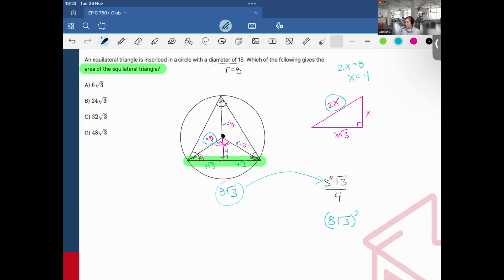So 8 root 3 squared, times root 3, divided by 4. So this becomes 64 times 3, 192 root 3 over 4. Divide 192 by 4. And that will give me, oh my goodness, the correct answer. I will double check on my calculator, but I know that it's 48. 48 root 3. Oh my goodness, and that matches correct choice D. Okay, so a difficult concept, but not too difficult once you know what to do. Just make sure you know how to do it.